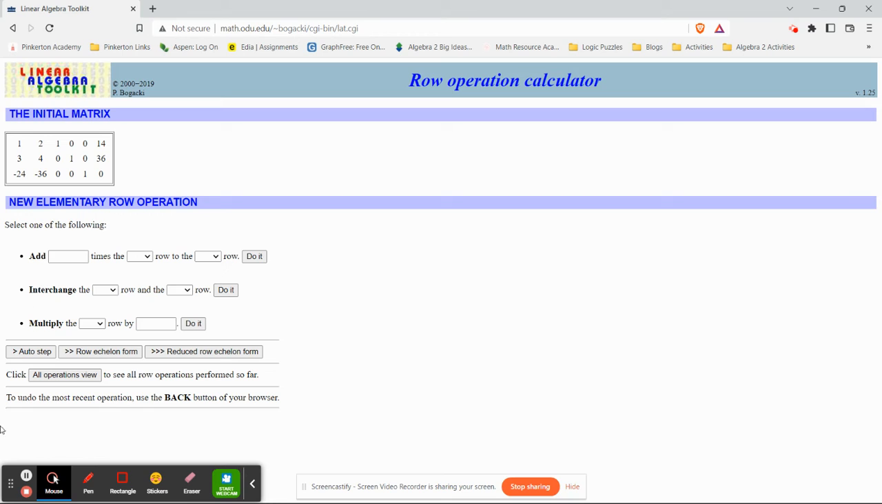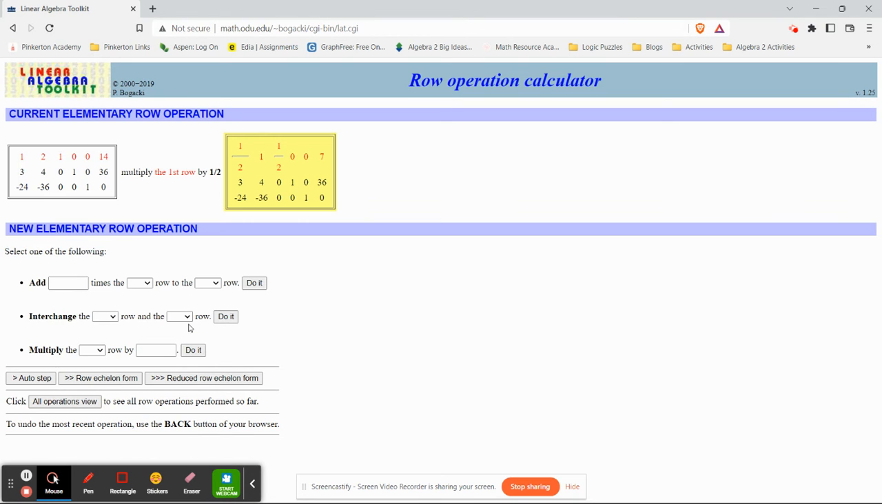All right, so we have this. We've already decided on what our pivot is. Remember, we decided this 2 right here was our pivot. So I want to make that into a 1. So I'm going to multiply the first row by 1/2. Do it. There we go.